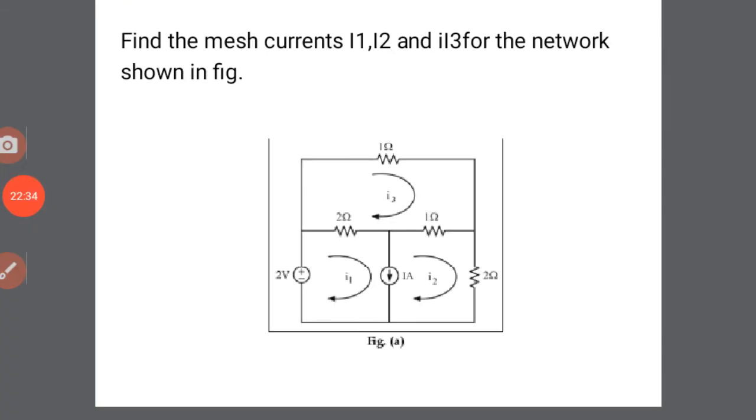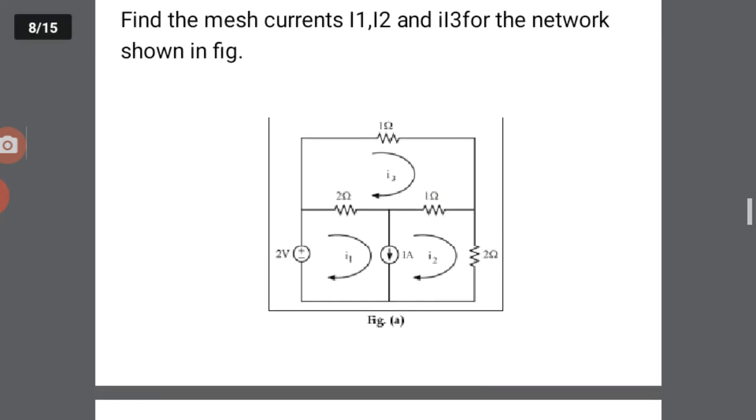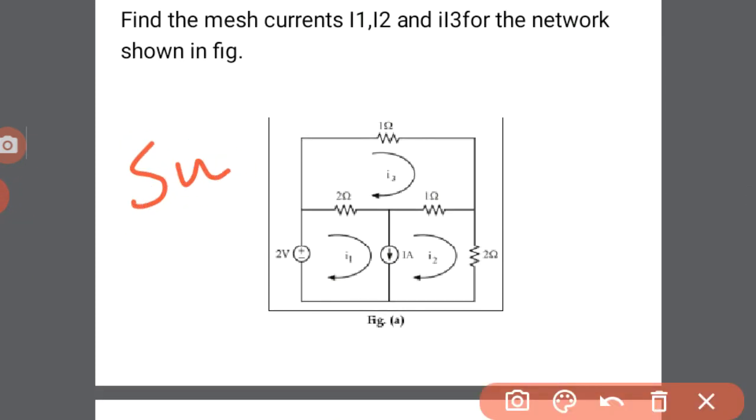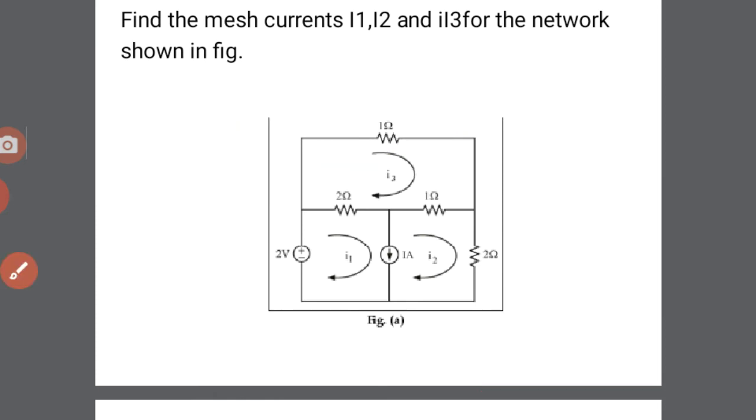Next we will go for another example. This one is related to the super mesh, that is, super mesh analysis in mesh equations. So what is a super mesh? When there is a current source in between the loops, these two loops will be considered as one super mesh. These two meshes will be equal to one super mesh.